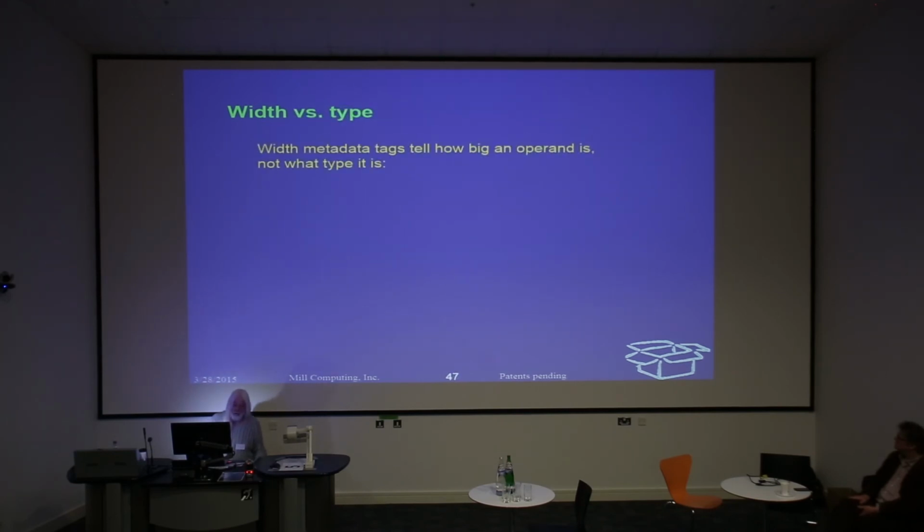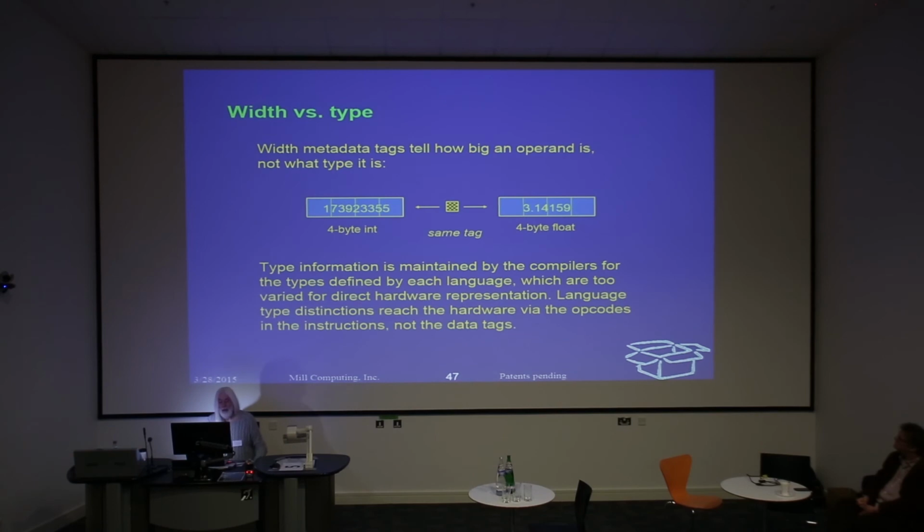This is not type information, it is width information. A 4-byte int has got exactly the same tag as a 4-byte float. We looked into having type information, but it turns out that it's impossible to regularize types across all the kinds of languages which we in hardware need to support, so we reduced ourselves to width. If you want to change from integer to float, that's explicit code that has to do that. Up to the compiler to keep track of it.